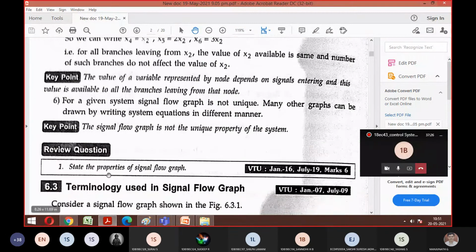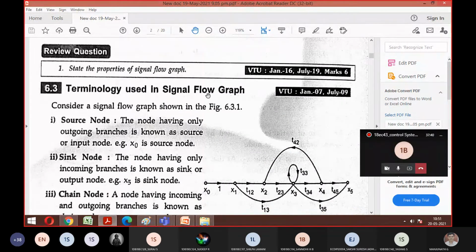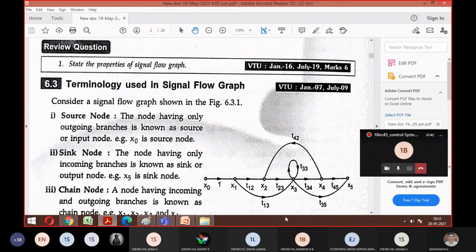So you can see the question here: state the properties of signal flow graph, and you can see the marks is 6. Likewise, you can expect some theory questions in this chapter. Fine. So let's move on to the next part. To explain these terminologies, this one diagram is what you can see, that is sufficient. Okay, so let's move on with the first one, source node.